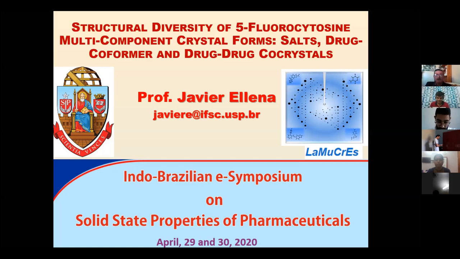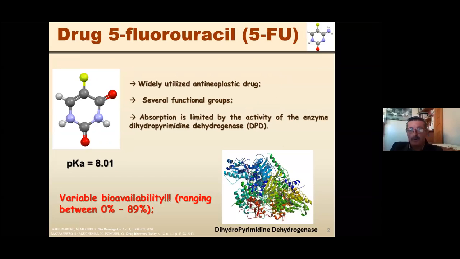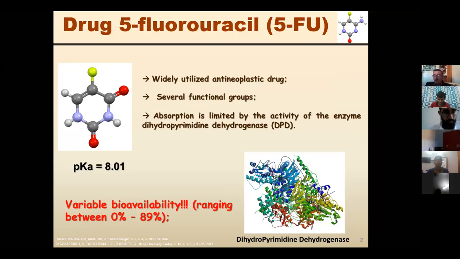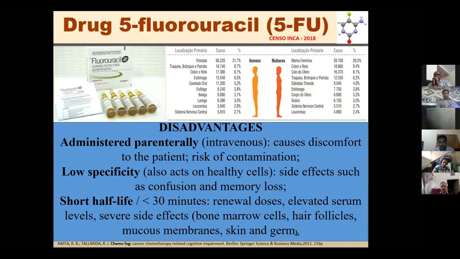As a model, I will show you one very small molecule. This one is called 5-fluorouracil. This 5-fluorouracil is one of the cancer drugs that have been used for a long time. It has problems like variable bioavailability. And even though it has several functional groups, it has to be given intravenously, causing discomfort to the patient and risk of contamination, as Alejandro was saying.